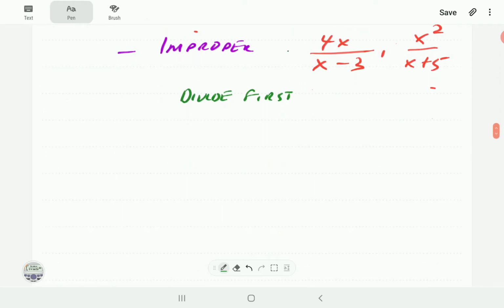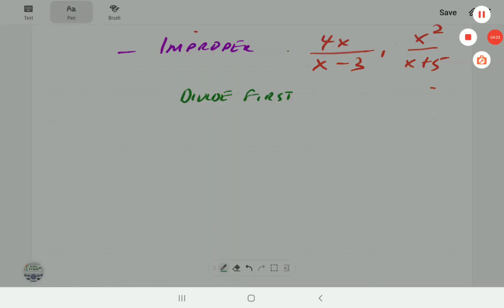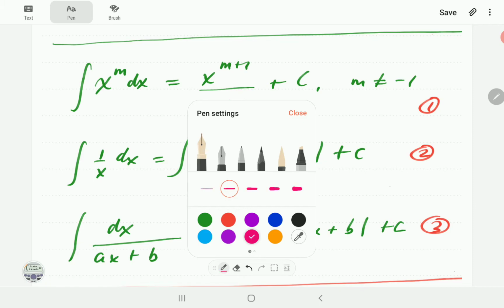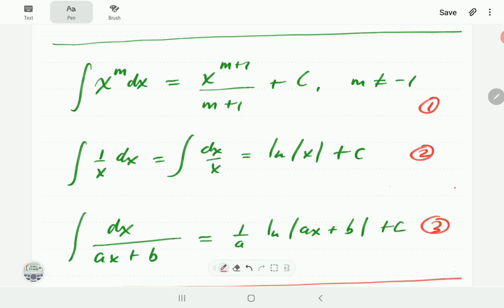So before we get started, we're just going to list three formulas that we're going to need as we work through these, and then we're going to go through some examples. Okay, so these are the three formulas we are going to use to work through the examples that follow. The first one is just the formula for integrating powers, which says to integrate a power, you add 1 and divide by the new power, so long as the power is different from -1.